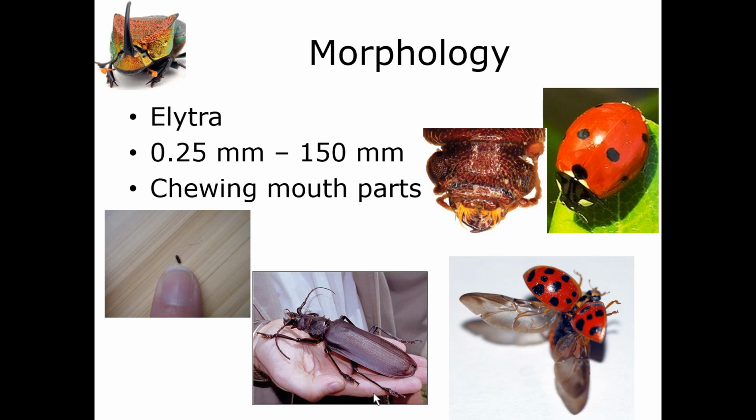So you may need to look at the shape of the pronotum. You may need to look at the coloration of the pronotum if you are identifying beetles. And depending on the size, the shape, all that sort of thing, that can help you identify at least a family, if not a little bit further.